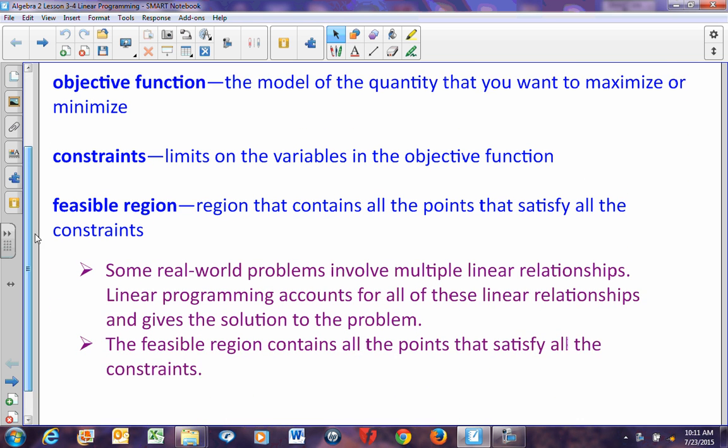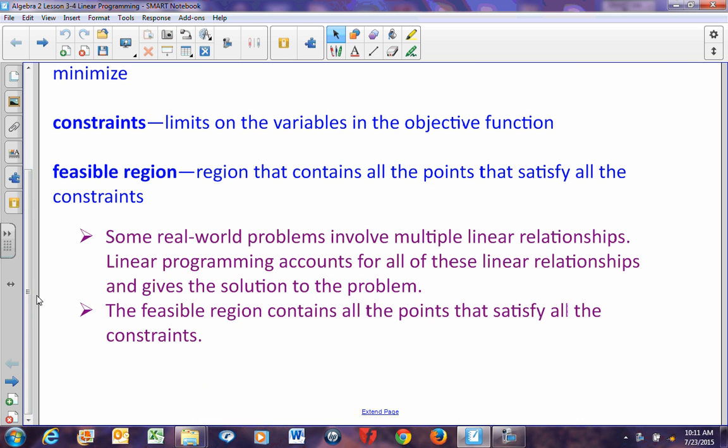Now, some real-world problems involve multiple linear relationships. Linear programming can account for all of these linear relationships and gives the solution to the problem. The feasible region will contain all the points that satisfy the constraints. So let's take a look at some examples.